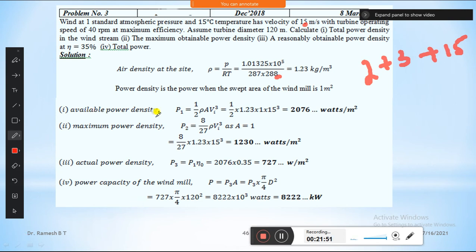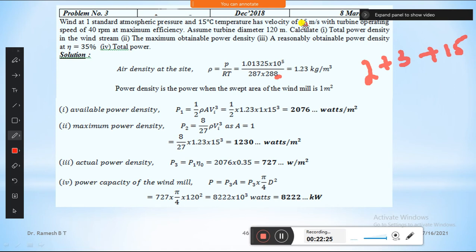The first thing, the available power density, is equal to half rho A Vi square, so half into 1.23 into 1 into 15 cube, where 15 is the velocity they gave. Clear? From that, the available power is equal to 2076 watts per meter square. So per meter square we get 2076 watt from that given data.